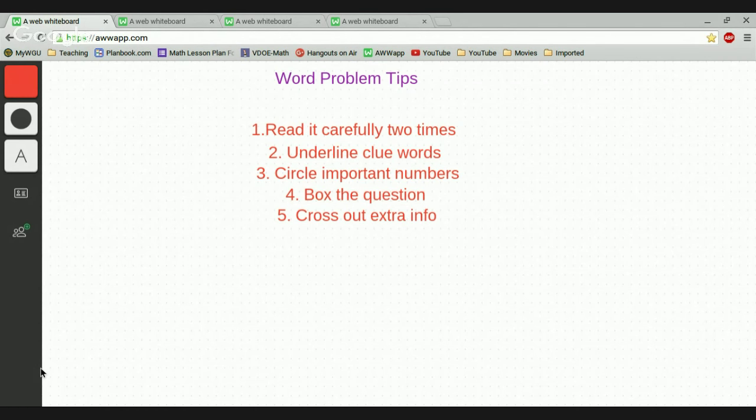The first one is I read it carefully 2 times. It's important to read it 2 times because there's always some information that you might not understand, so I read it twice. Then I go back and I underline it for clue words because that helps me know what I'm supposed to do. I go back and I circle the important numbers. That just makes sure that I know what numbers I'm working with.